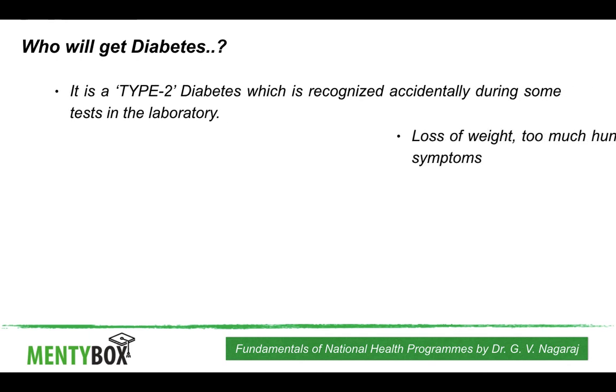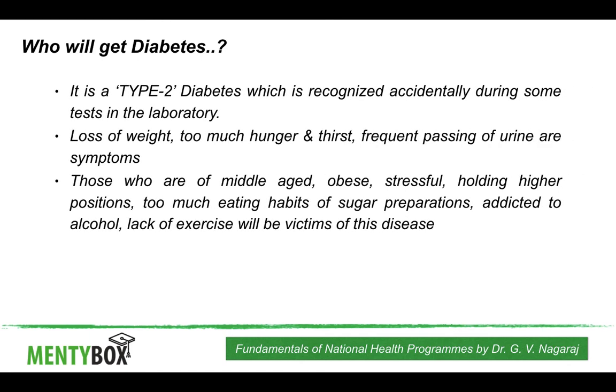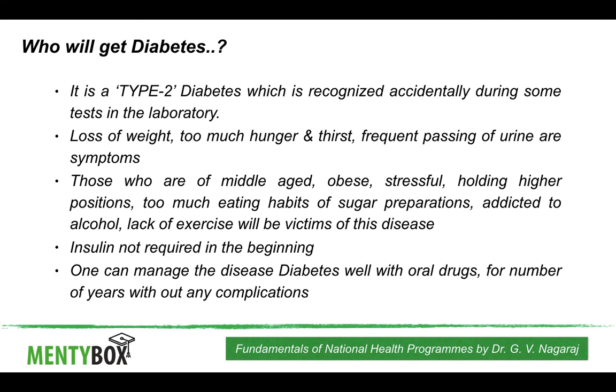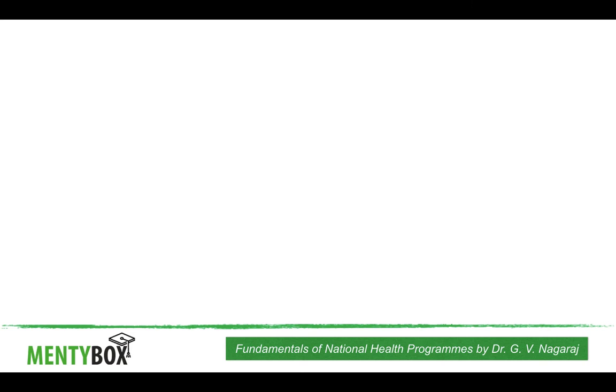Who will get diabetes? It is type 2 diabetes which is recognized accidentally during some tests in the laboratory, loss of weight, too much hunger and thirst, frequent passing of urine or symptoms. Those who are middle-aged, obese, stressful, holding higher positions, with too much eating habits of sugar preparations, addicted to alcohol, lack of exercise will be the victims of this disease. Insulin not required in the beginning. One can manage diabetes well with oral drugs for a number of years without any complications.